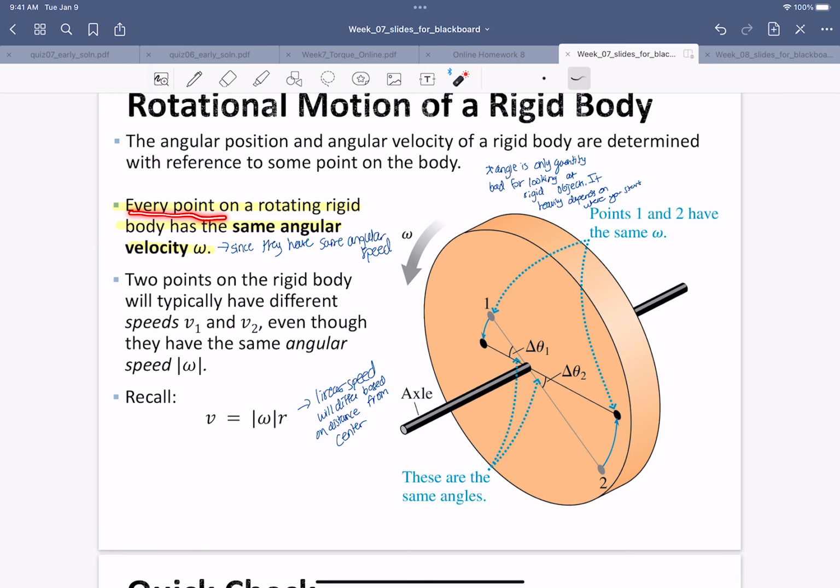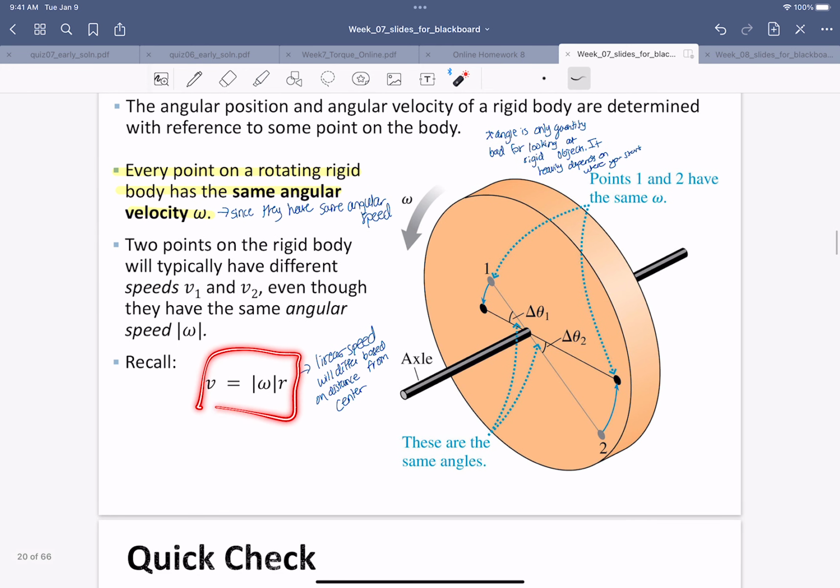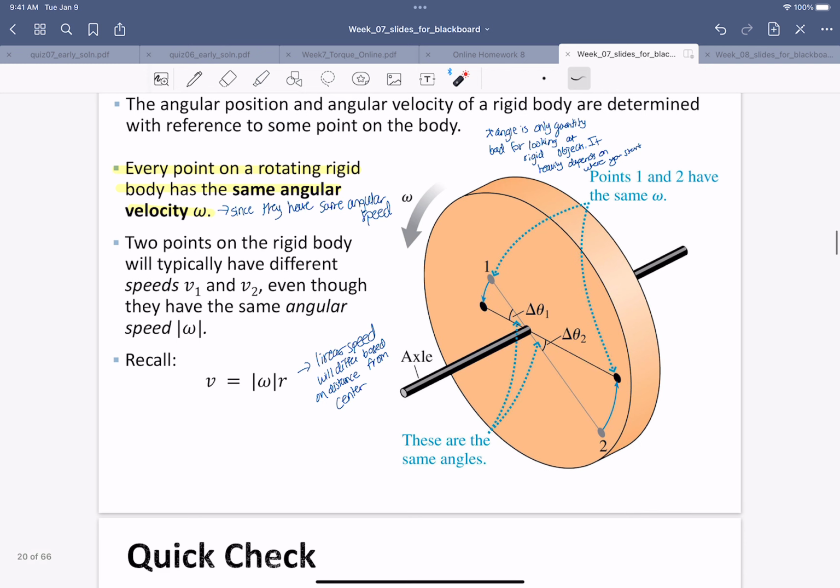And this is what I was talking about earlier. Every point on a rotating rigid body has the same angular velocity, right? So once again, this is our indication of linear speed. Linear speed will be different at different points along the circle based on how far you are from the central axis, but your angular velocity will stay constant, right? It's equal over the entire circle, basically. Every single point, it's equal.